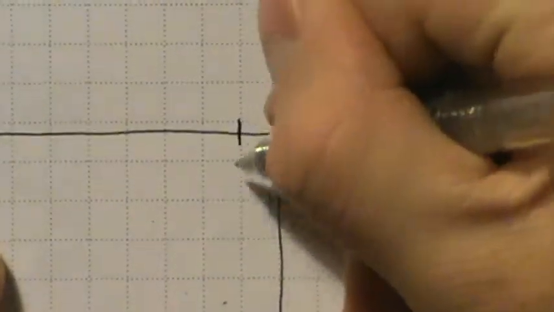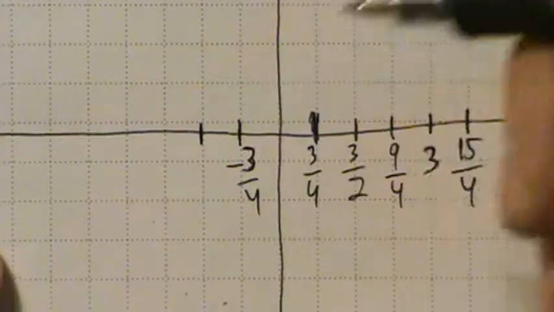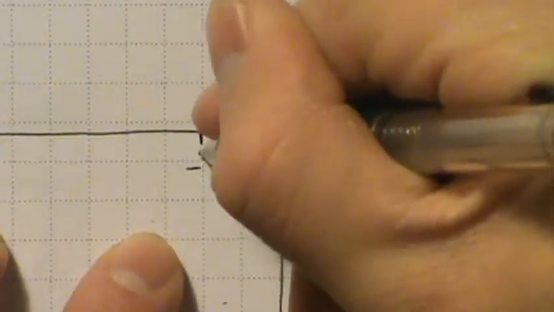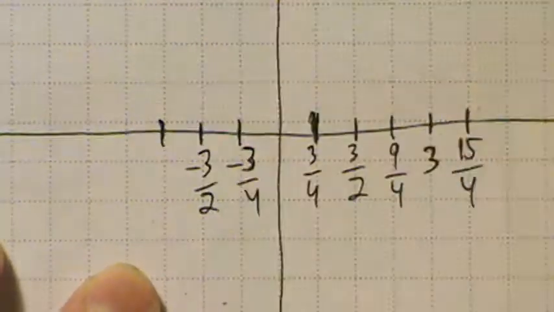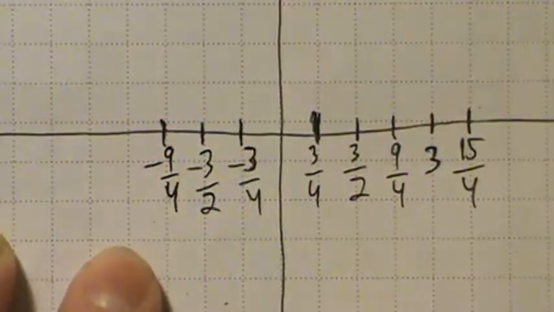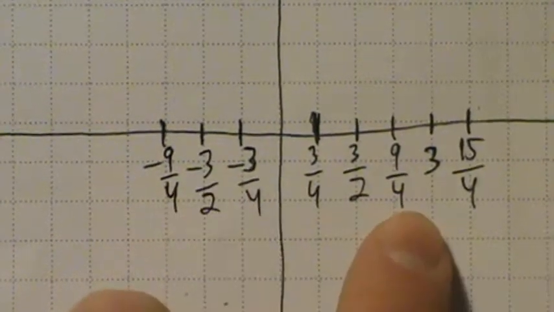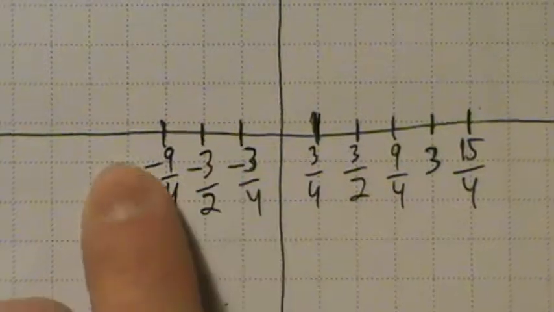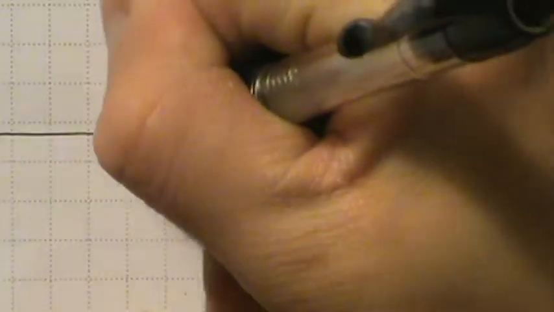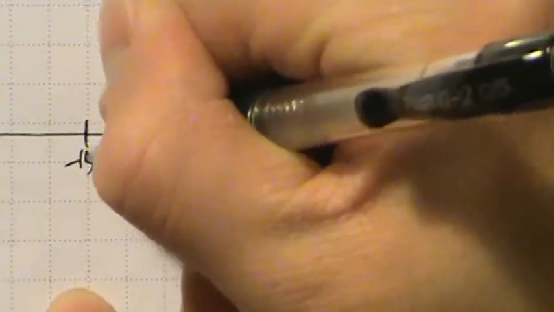So this is negative 3 over 4. This is negative 3 over 2. This is negative 9 over 4. So same exact scale, just going in the negative direction now. So 3/4, negative 3/4, 3 halves, negative 3 halves, 9/4, negative 9/4, positive 3, negative 3, and then positive 15 over 4, negative 15 over 4.